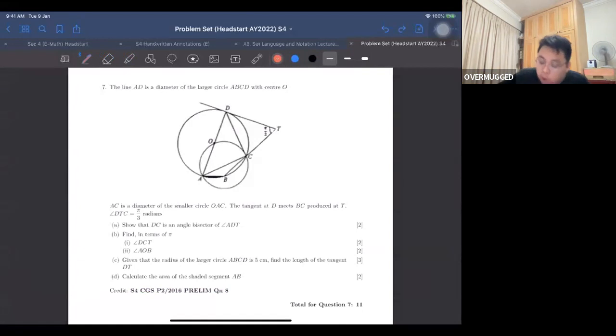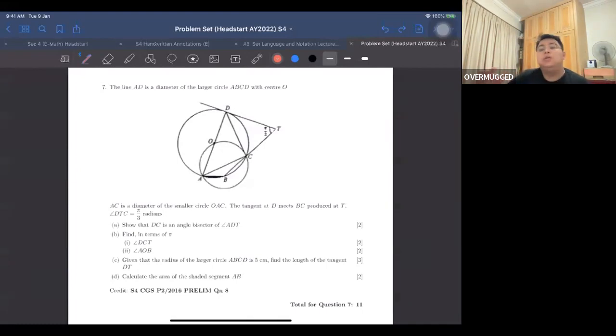AC is the diameter of a smaller circle OAC. The tangent at D meets BC produced at T. Angle BTC is pi over 3 radians. Okay, you need to show that DC is an angle bisector of ADT. That's that one. Next, you need to find in terms of pi every other angle, and then you solve the rest.